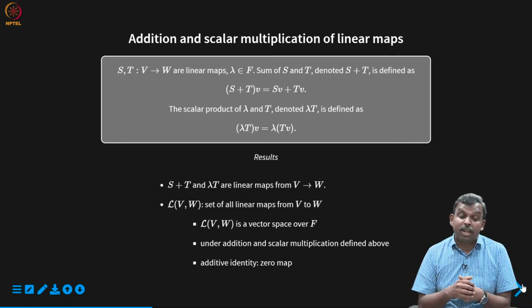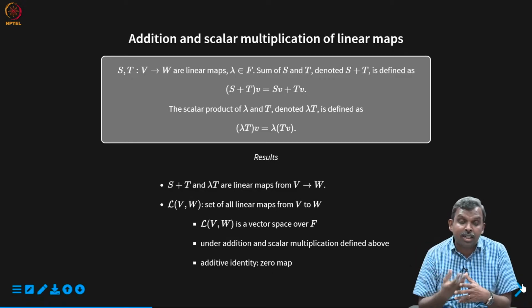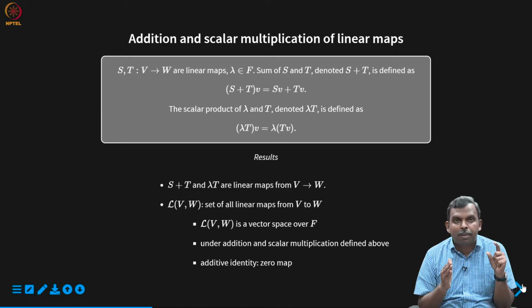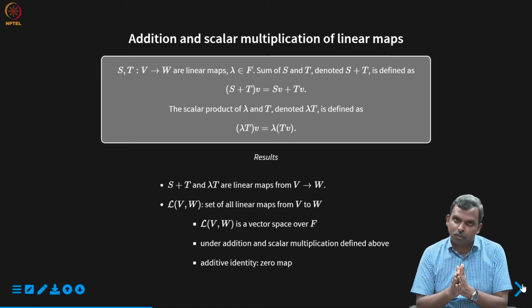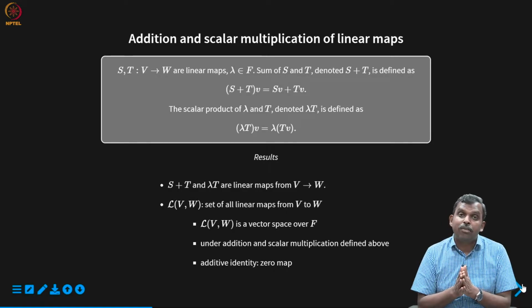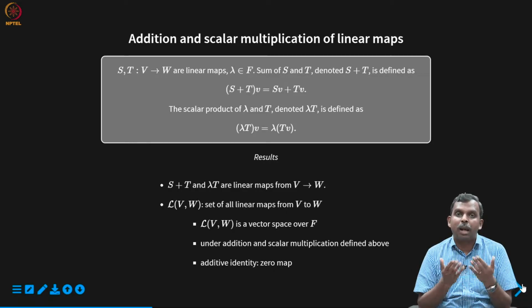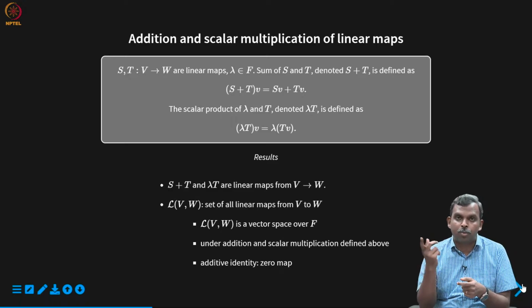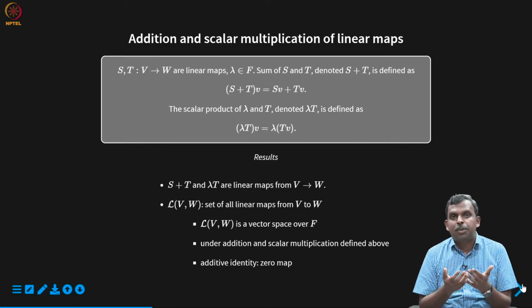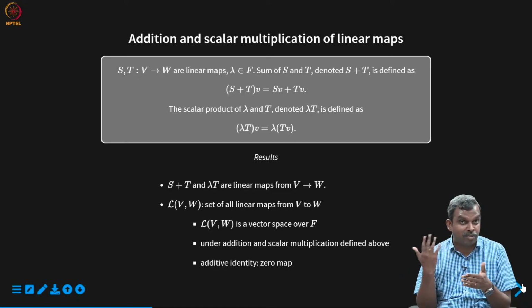The same way we can define scalar multiplication of linear maps. If you have a linear map T and a scalar lambda belonging to the field F, you can multiply lambda and T and define a new linear map called lambda T. How do I define it? I simply have to specify how lambda T operates on an input to produce an output. Lambda T working on an input vector V simply produces lambda times TV. T operates on the vector V, which I've already defined, so you simply define lambda T in this fashion.